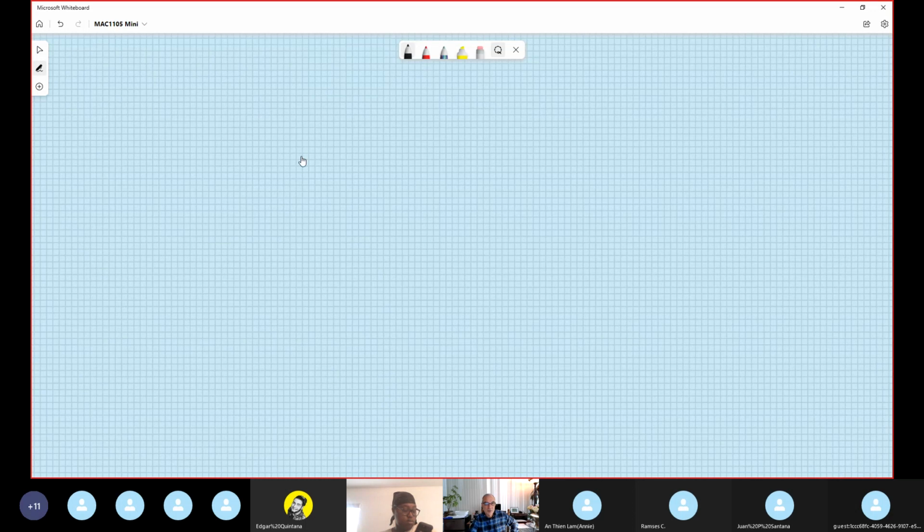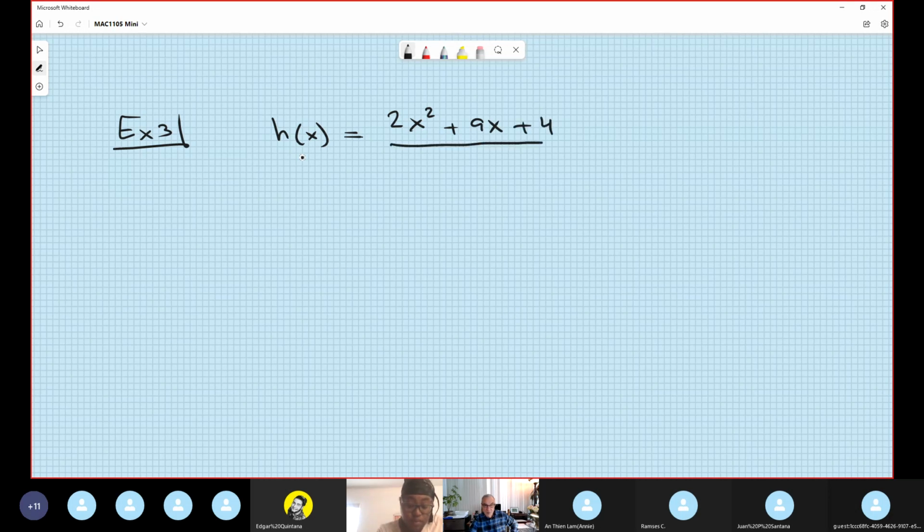Good. Example 3 is a function. Its name is h, and on the top we have a polynomial of degree 2, and on the bottom we have another polynomial of degree 1. Polynomial, binomial. Okay, polynomial is a particular example. So what is step 1? Always, what is step 1? Factor. Exactly. You're right, miss. Factor.